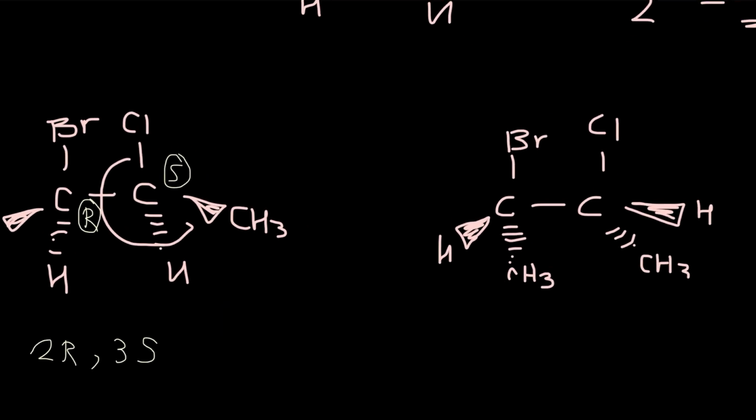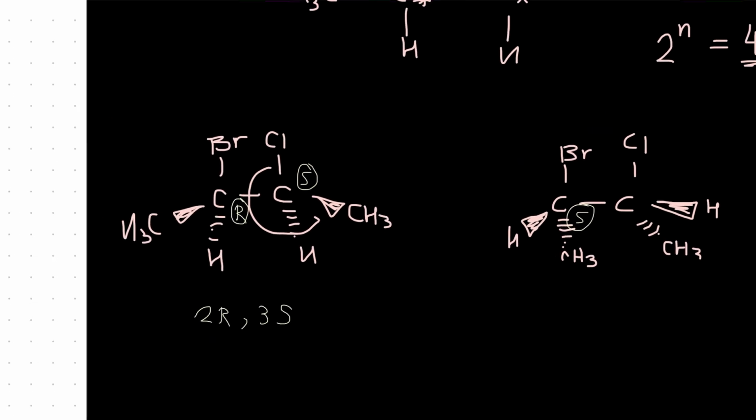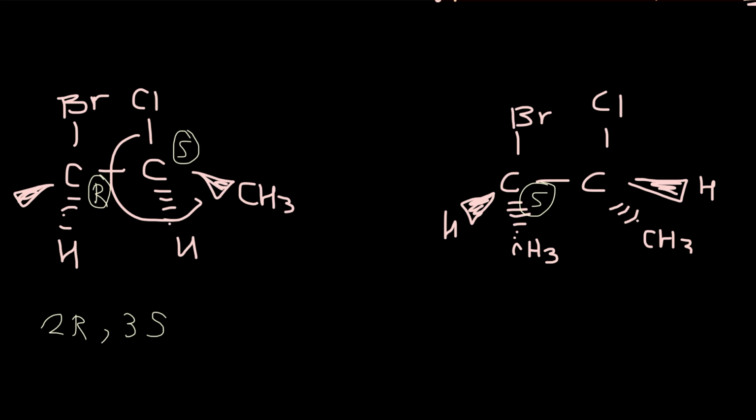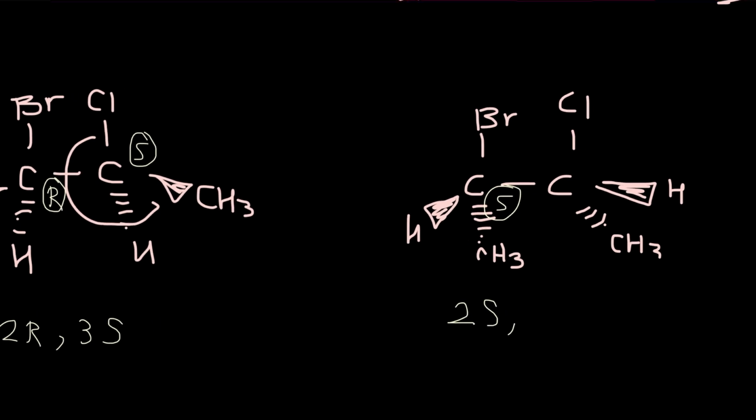Now you'll find out that the direction of priority is still going this way, just the same as last time, so it looks like it's an R. But this time, because the hydrogen is on a wedge, it's actually an S. So this is going to be an S on carbon 2. Likewise, on the right, our direction is still going this way, so it looks like an S, but it's actually an R because hydrogen is on the wedge, and this is on the third carbon.